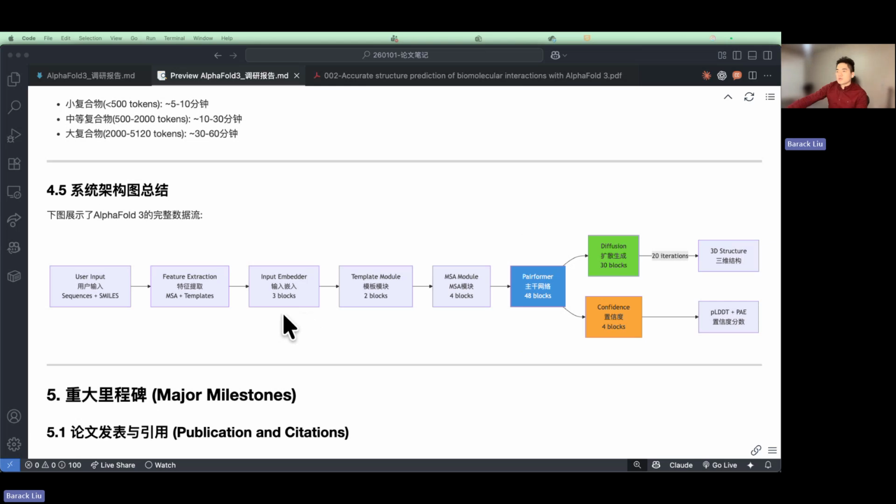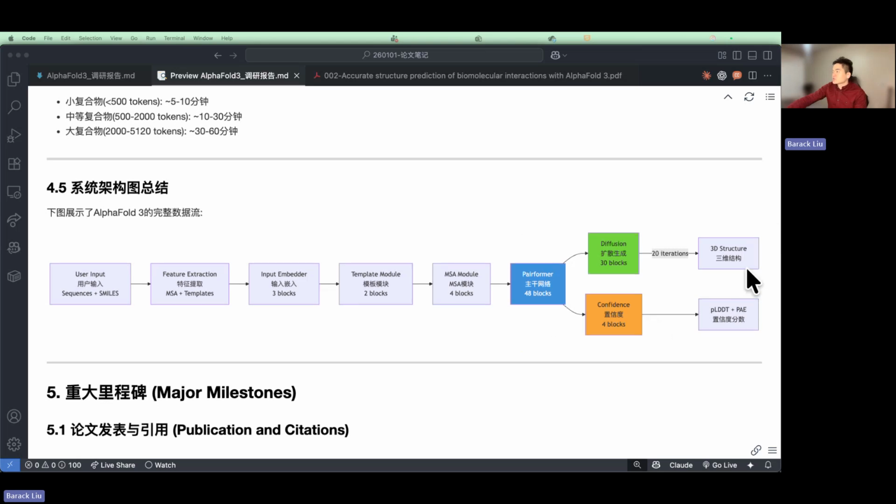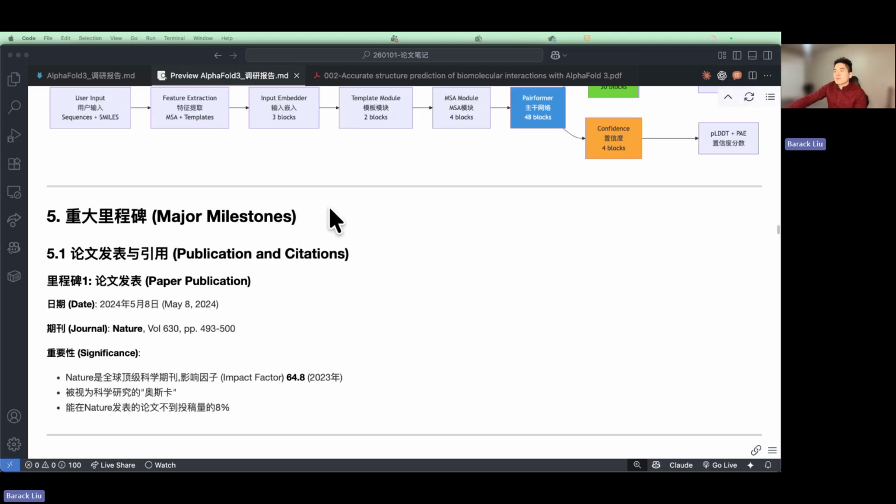System design. User input, feature extraction, input embedding. Embedder, template module, MSA module, Pairformer, diffusion, confidence. 3D structure, pLDDT, PAE.